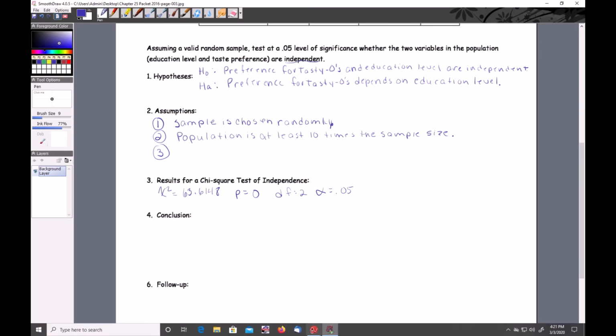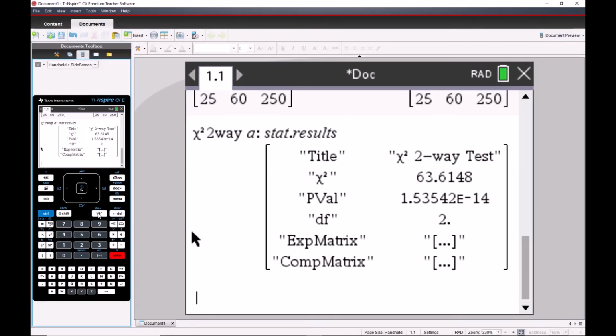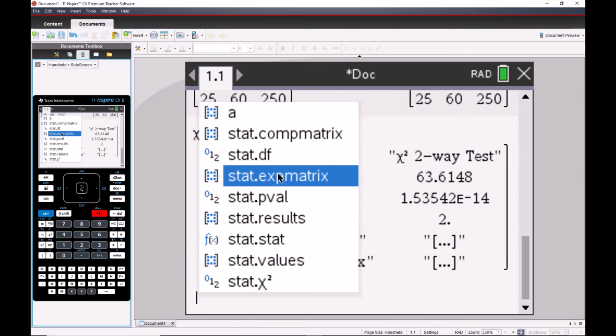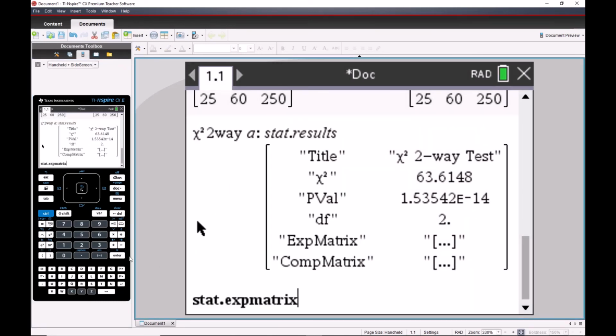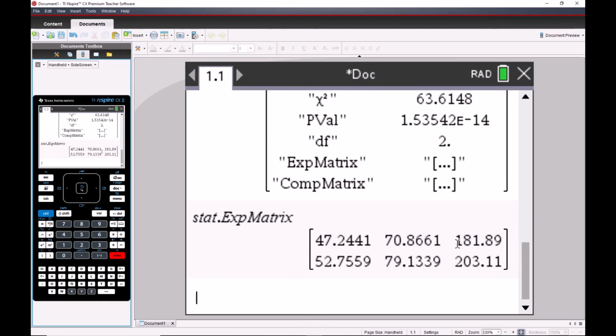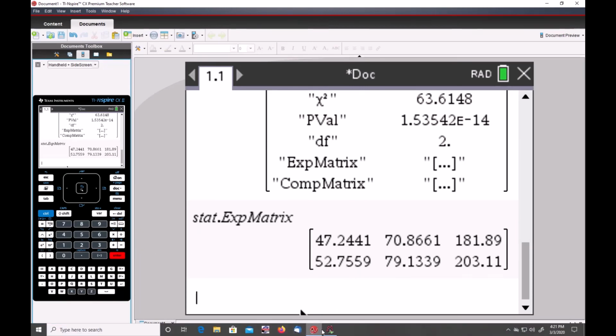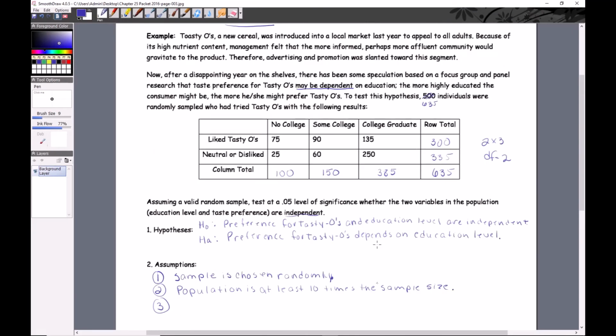So let's go back to the calculator and go to vars, and we need your EXP matrix, and hit enter. All right, so let's go ahead and put those all in, and I'm just going to do it from the key that I'm carrying around with me. So let's see, we've got to come up here. Now put these in parentheses, so 47.24. And under 90 it was 70.87. And your 135 was 181.89.